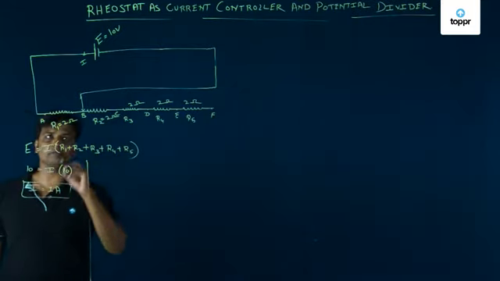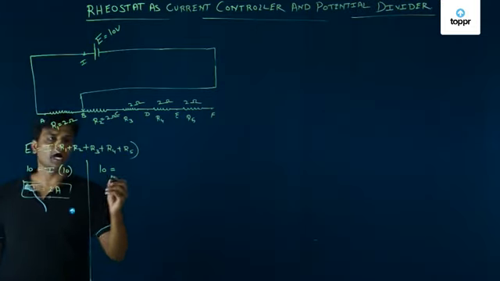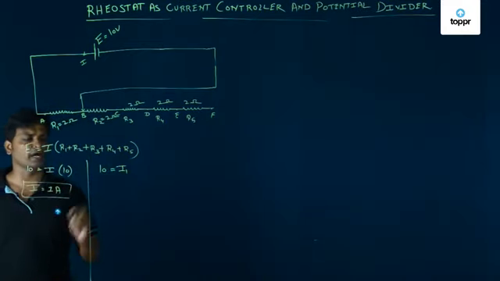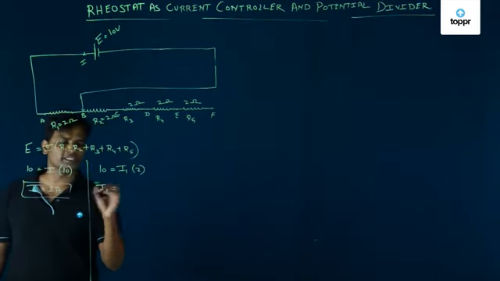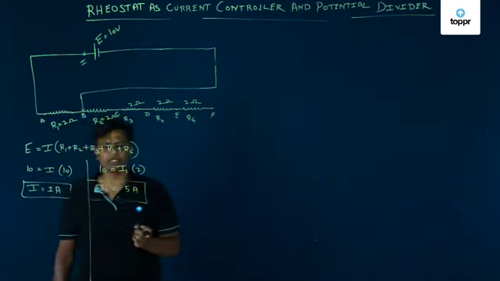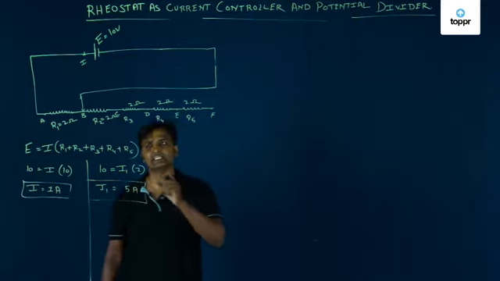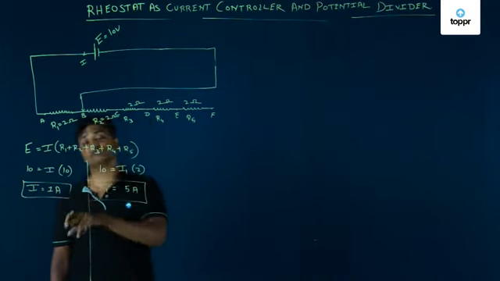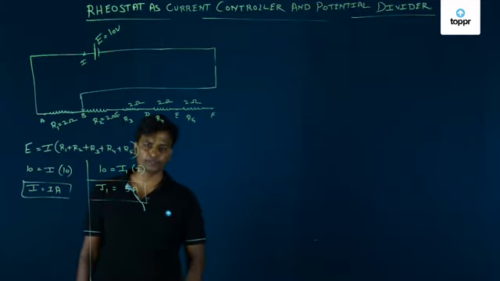Now E will be the same, 10, which is equal to I, the current which is flowing. I want to find this current. Let me name it as I1. I1 into the resistance, which is 2 ohm. So I1 this time is nothing but 5 ampere. So what I have done is, I have controlled the current. By changing this point, I have changed the value of current. Earlier the current moving along the circuit was 1 ampere. Now the current which is flowing through the circuit is 5 ampere.